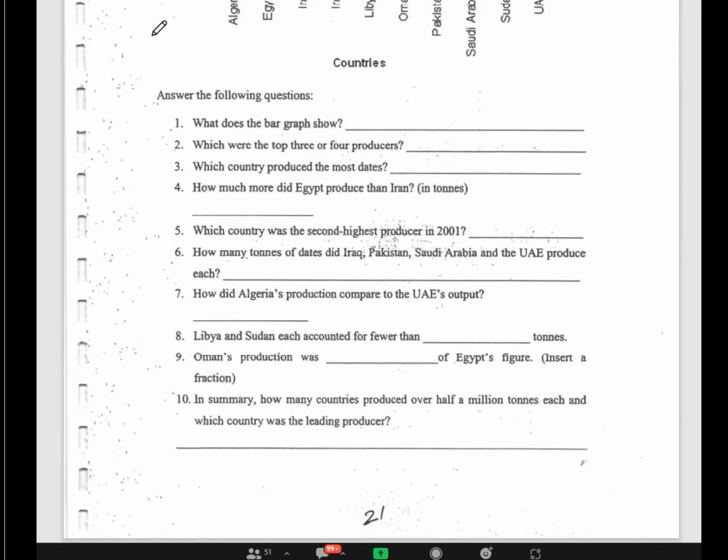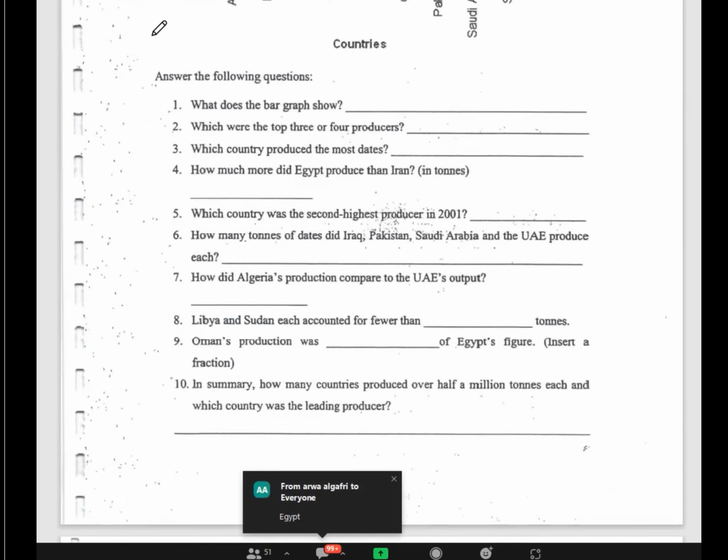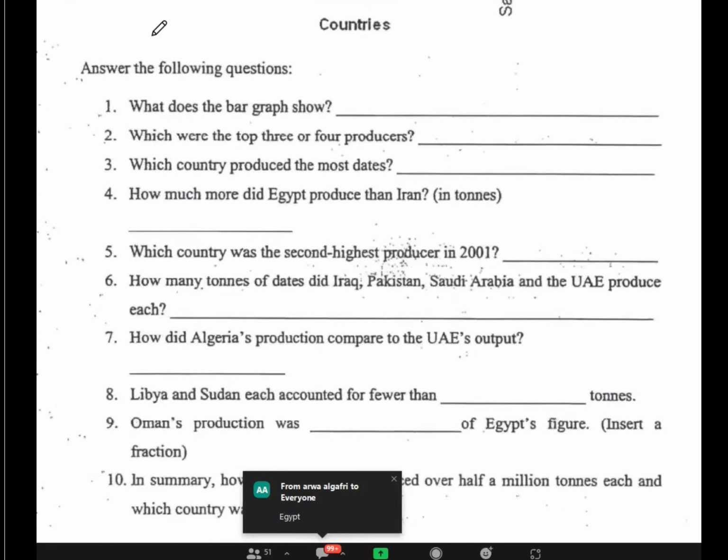Number 2, which were the top 3 producers? The top 3 producers. Egypt, Iran, and UAE. Good. Which country produced the most dates? Egypt. See the different forms of the word produce.